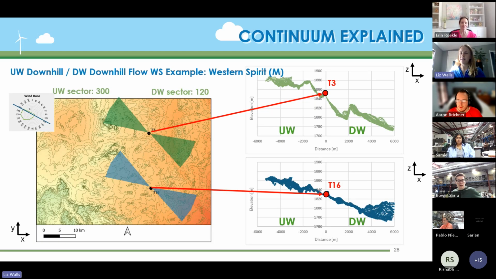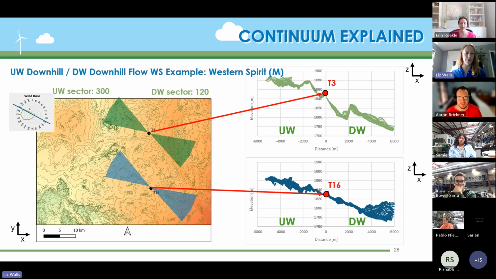Okay, let's take a look at another example with terrain that's not as complex. This is a site in New Mexico called Western Spirit. This is a map of the topography, and it's a little tricky to see, but what's happening here is the terrain is sloping down from the west down into the easterly direction. The plot up here is showing the windrows, and so we'll be taking a look at a slice of the terrain in the 300-degree sector in the upwind direction and 120 in the downwind.